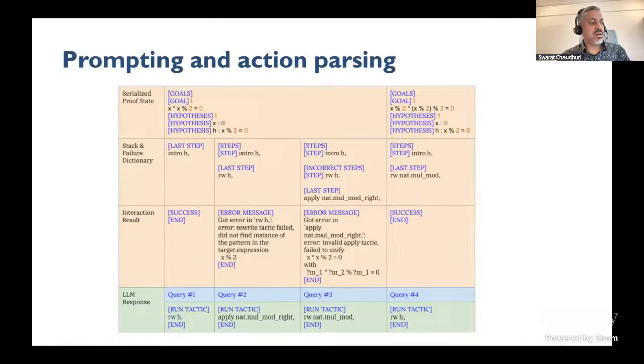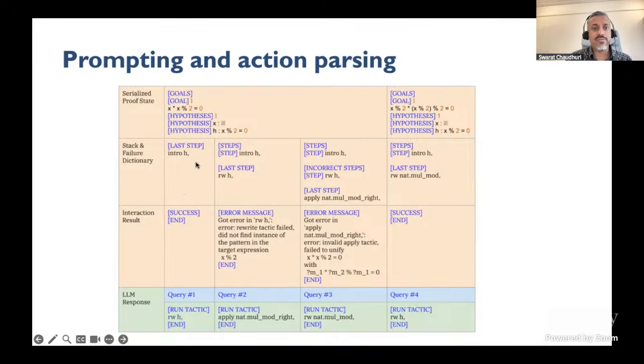So here's the prompt of the system in a little bit more detail. As you see, there is this serialized proof state. Here you have the goal that you still have to prove, and the hypotheses that are being made. For example, the hypotheses are the assumptions you're making. So this includes x being of type natural numbers, and also x being even. And then you have the goal, which is x squared modulo 2 is equal to 0.